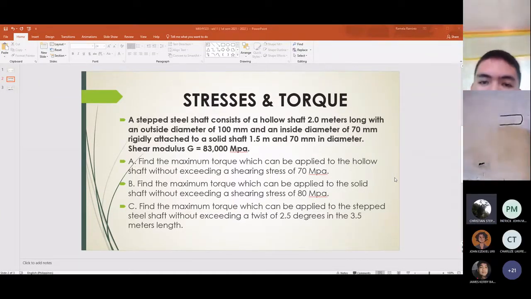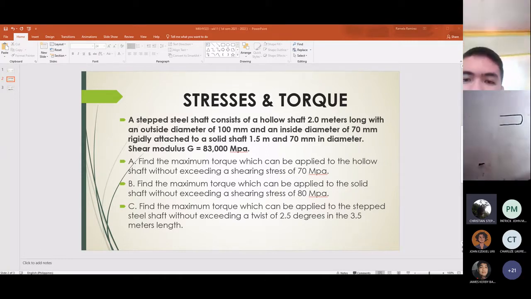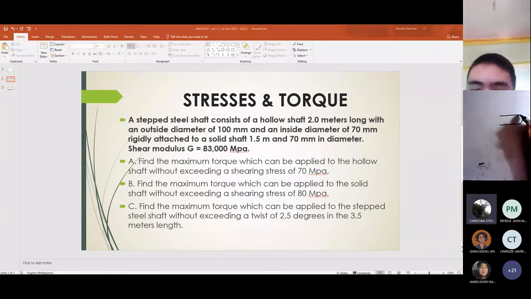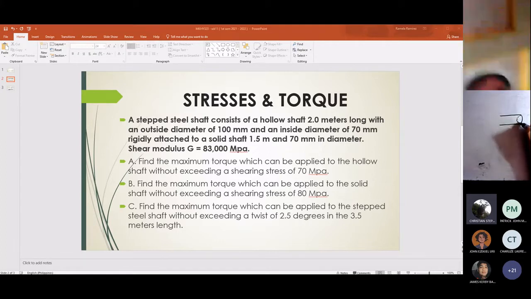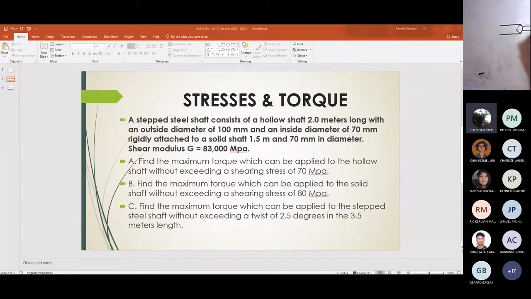Sige. So, pagka meron tayong steel shaft, ganito ang style ng steel shaft natin. Para bang meron kang mga steel members. So, pag may shafting ka, yan. Tapos, rotating yung shaft. Etong example natin na problem, this is a steel shaft. Okay. So, the steel shaft has a hollow shaft.